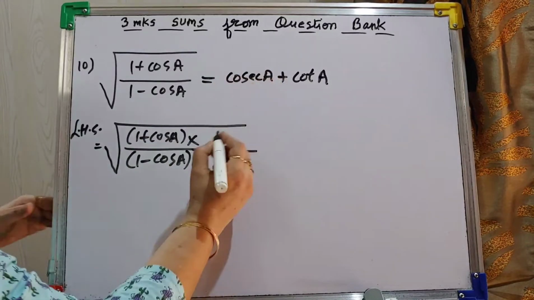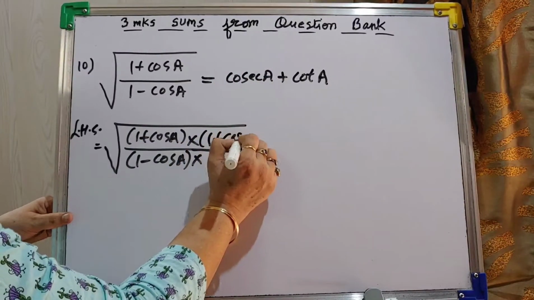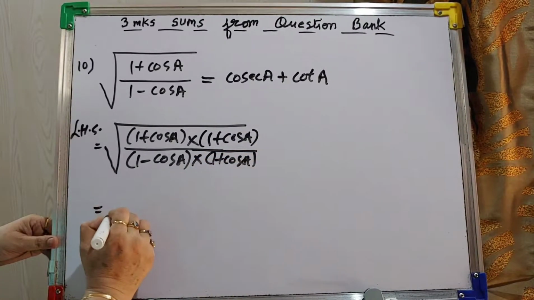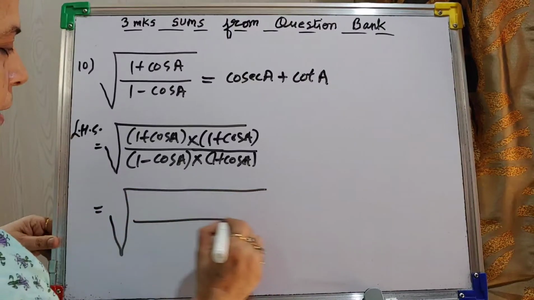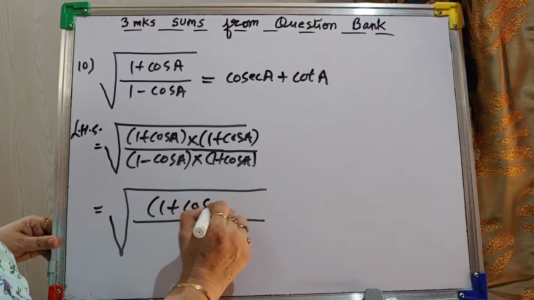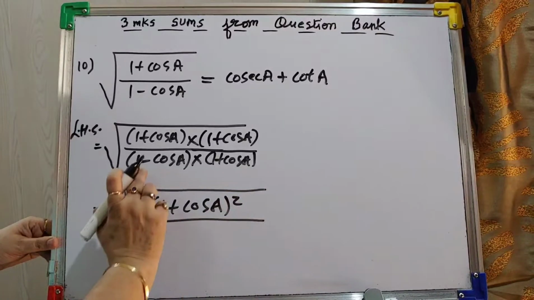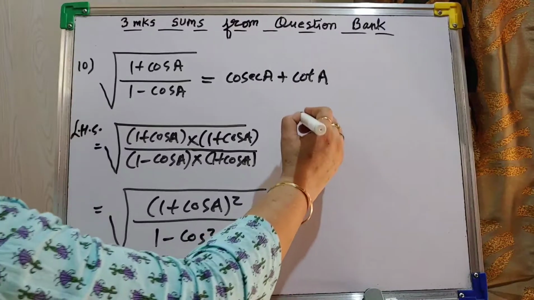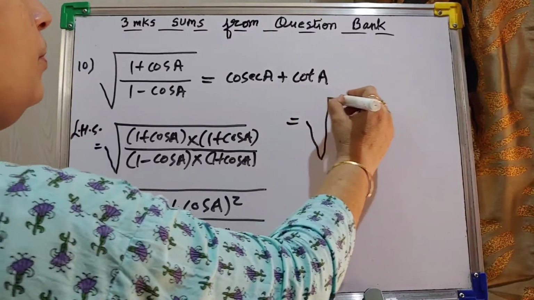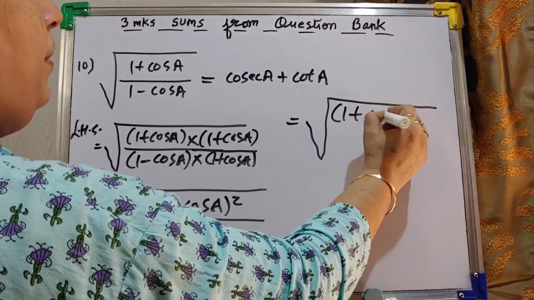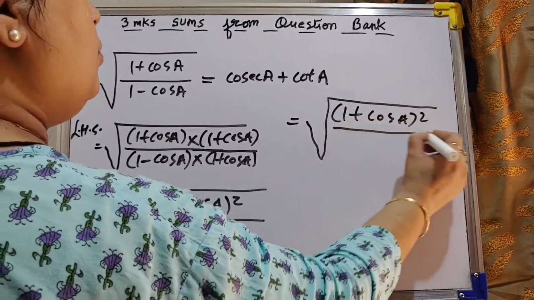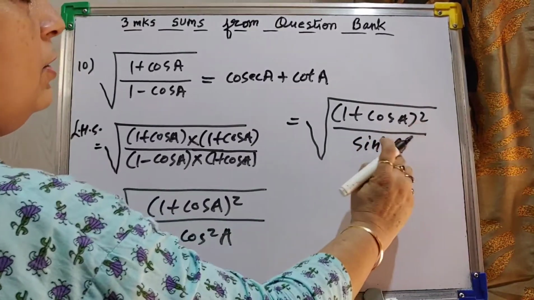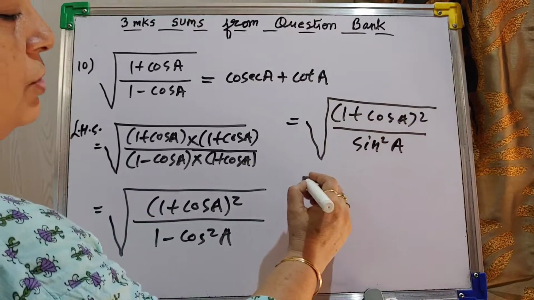Now in our proof it is positive, so I have to multiply both with 1 plus cos A. So now in the numerator, both the brackets are same. So it is 1 plus cos A the whole square. This is 1 minus cos A, 1 plus cos A, so this will be 1 minus cos square A. And you know, according to first identity, 1 minus cos square A is sin square A. Now this is also square, this is square. We can take out square root.